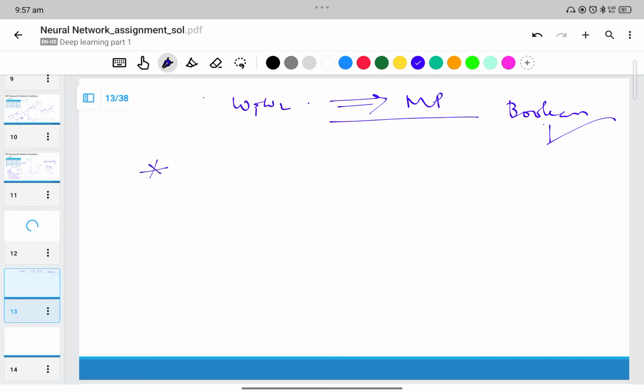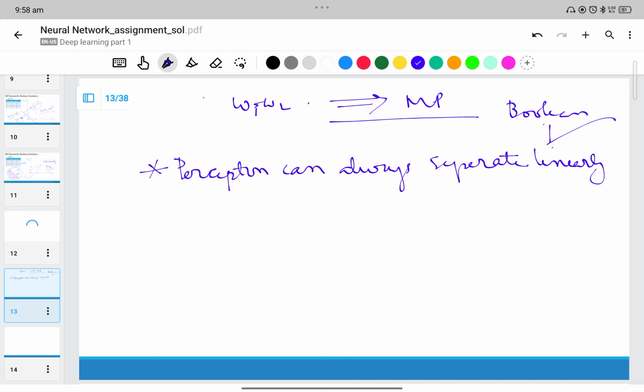So one important takeaway is that a perceptron can always separate linearly separable data.